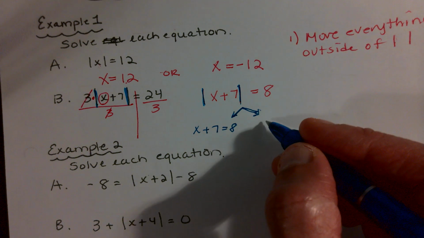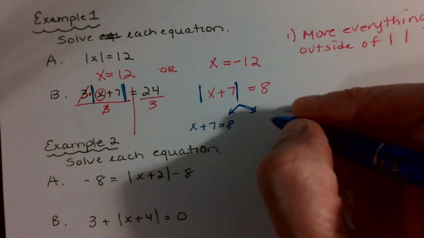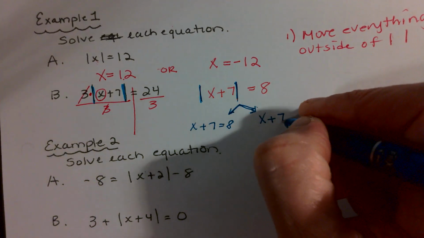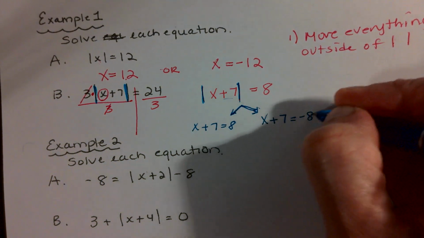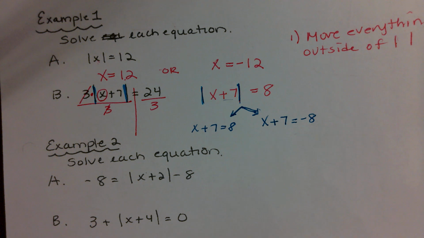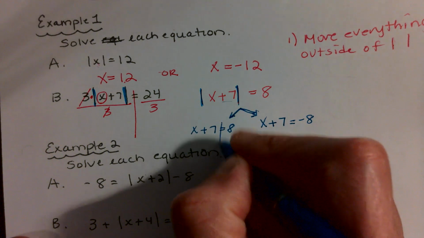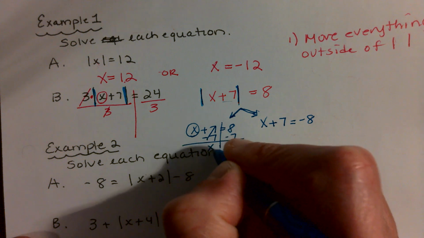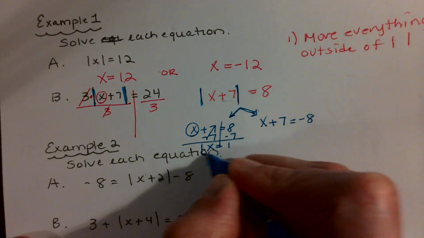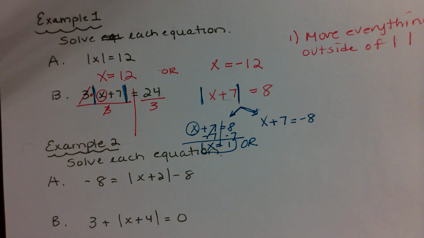The other one is going to be the same, except instead of an 8, I'm going to write a negative 8. X plus 7, so the inside here stayed the same, equals a negative 8. Now, when I solve both of these, I will be done and have my answer. Draw your line, locate your variable, subtract 7, x equals 1. Or, I got to do the other one now.